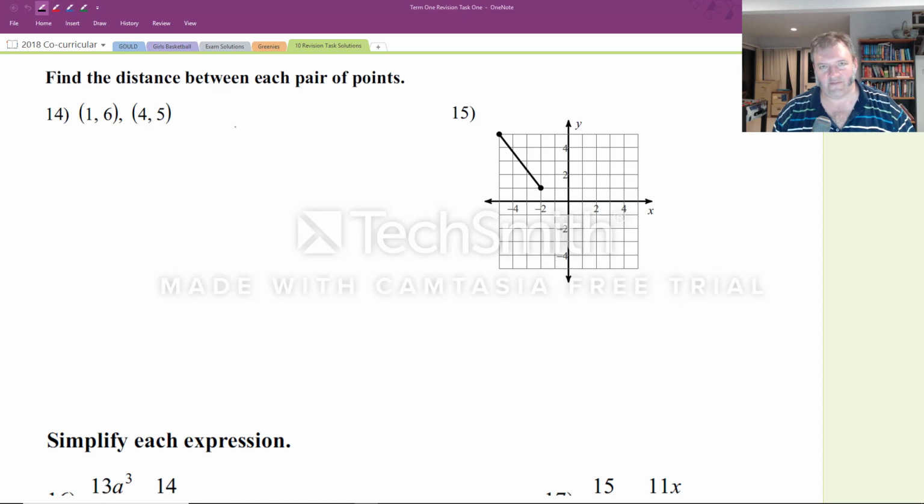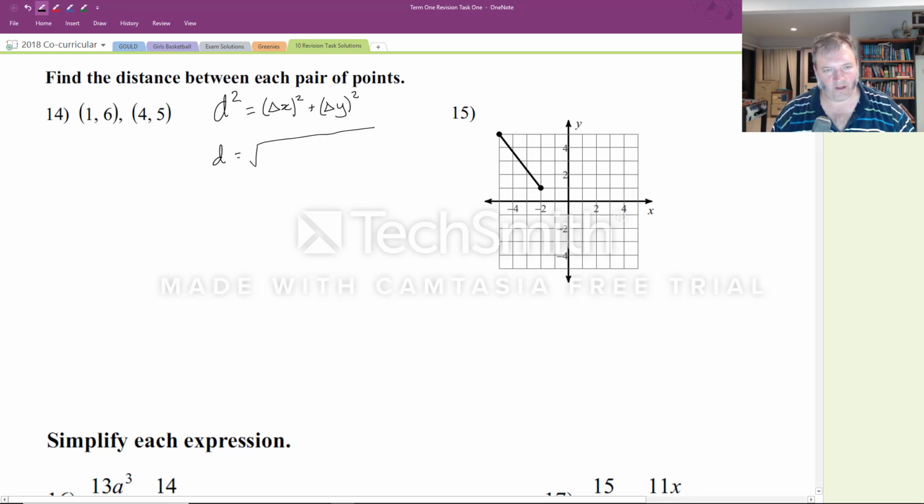So remember, the distance formula is just Pythagoras' theorem. Usually we would start with the distance. There we go. Distance squared equals the difference between your x coordinates squared plus the difference between your y coordinates squared. But you probably remember the rule more like this.